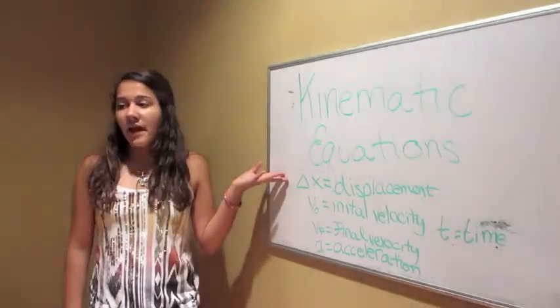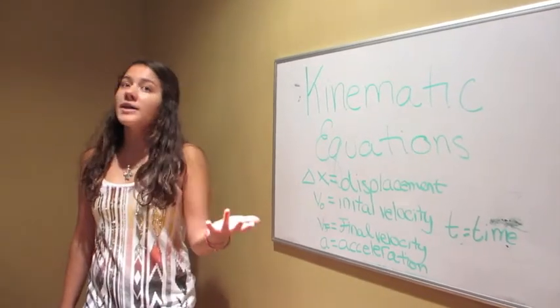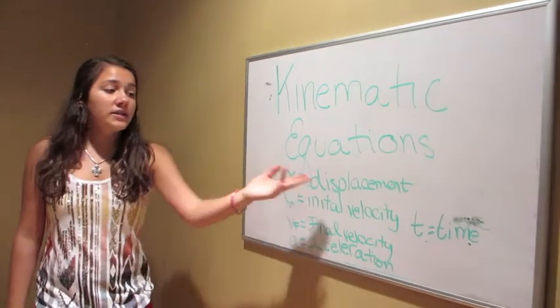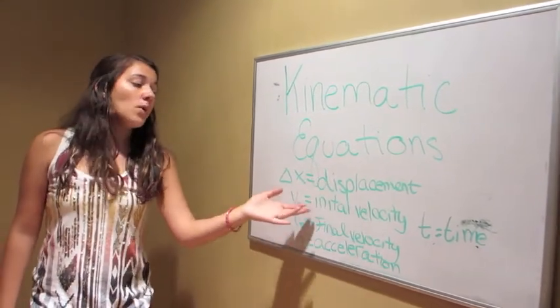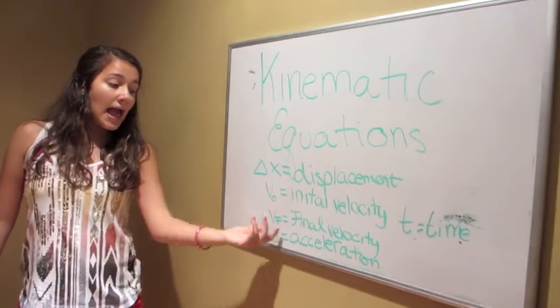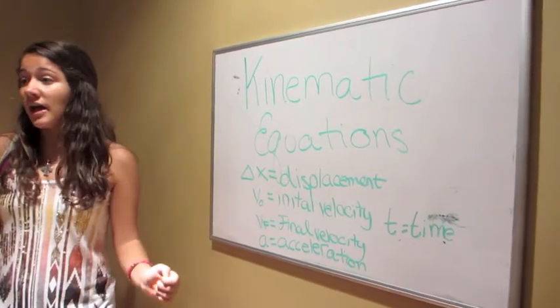Kinematic equations really aren't that hard. You use them to solve for velocity or acceleration or time. See, change of x equals displacement. V0 equals initial velocity. Vf equals final velocity. A equals acceleration, and t equals time. It's really not that hard, guys.